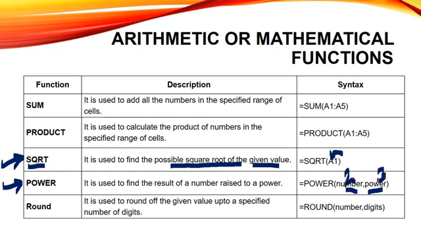Fine. Next we have the round function. This round function is used to round off the given values up to a specified number of digits. Now let's suppose you have any numerical value which is in the form of decimal numbers or which has some decimal points. In that case, if you want to round off that number, you can use the round function. And this round function will simply round off all the decimal point numbers up to the given number of digits.